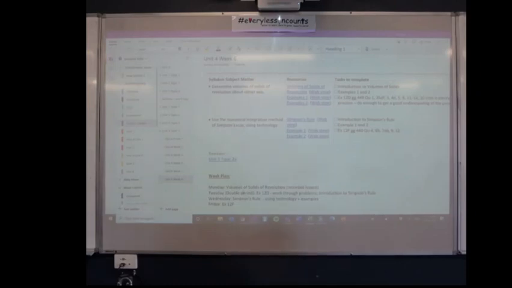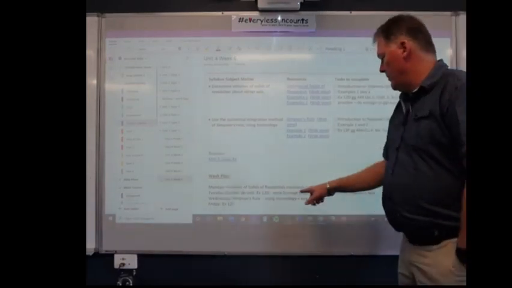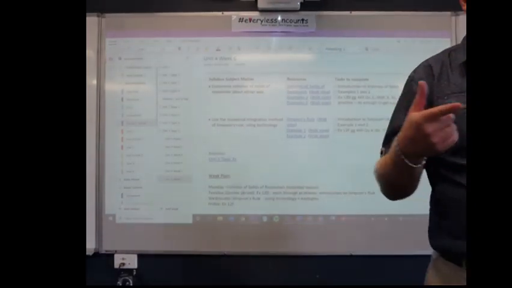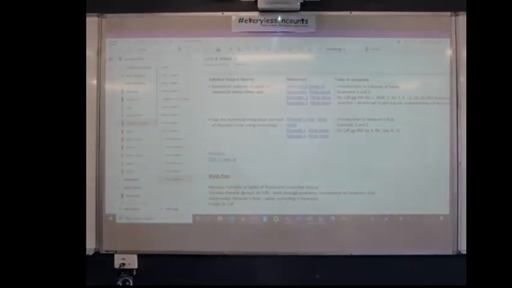So we're going to start with volumes of solids today, and then in the double tomorrow I'll give you some problems to work out, and if we get a chance we'll start Simpson's rule, otherwise that'll be Wednesday. And then Friday, as always, is our catch-up lesson.